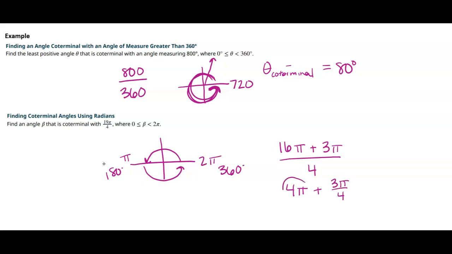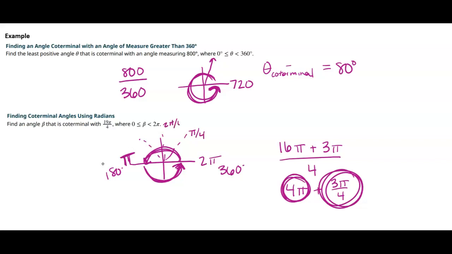Now what the heck does that mean, right? I need to go 4 pi rotations. So 1, 2, 3, 4 pi rotations, and then a 3 pi over 4. Well, if this is pi, those would be pi over fourths. And so that would be the coterminal angle there at 3 pi over 4.